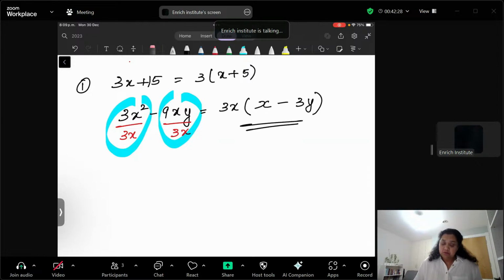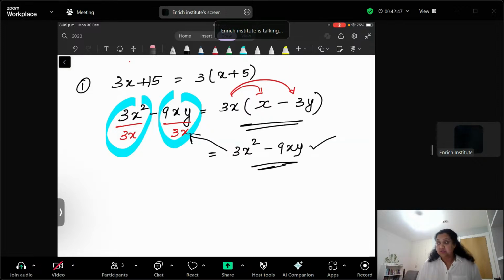Okay. So now to see whether this factorization is correct, you can simply multiply this and see whether you are getting the correct answer, because simplification is something we are comfortable with. So you multiply and then you get 3x² − 9xy. So we are getting the correct answer. Okay. So this is how we check whether the factorization is correct.